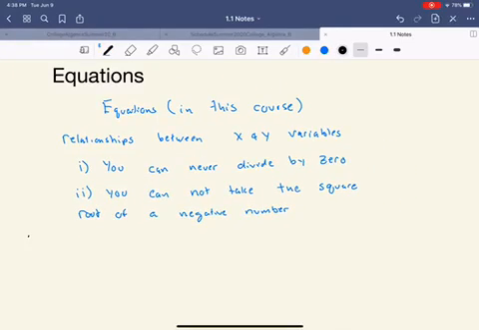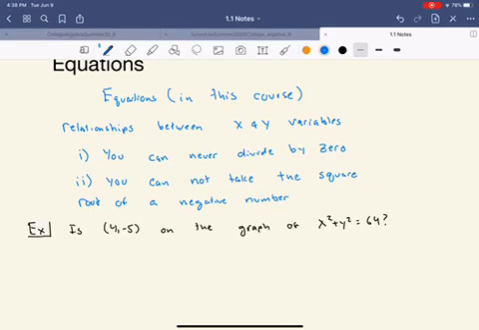Okay, so an example problem we might have is: is 4, negative 5 on the graph of x squared plus y squared equals 64? So what we might do then is we would say, all right, well, let's take x squared plus y squared equals 64. We're going to plug in x equals 4, y equals negative 5.